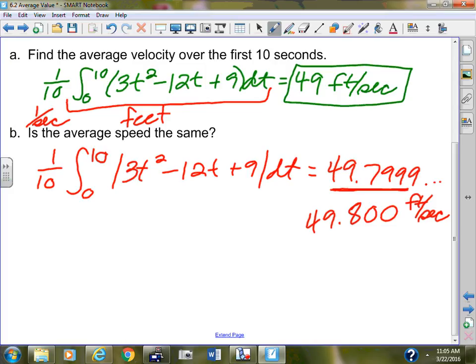For the 49.799, do we have to put the bar on top of the 9? No, you don't have to. You could. It wouldn't be a problem if you did. Okay? All right, any other questions?